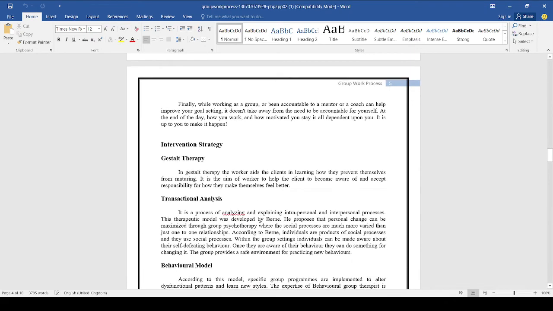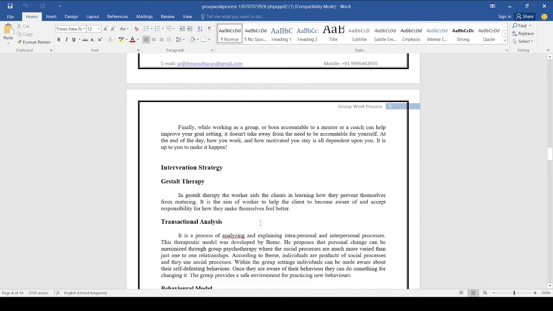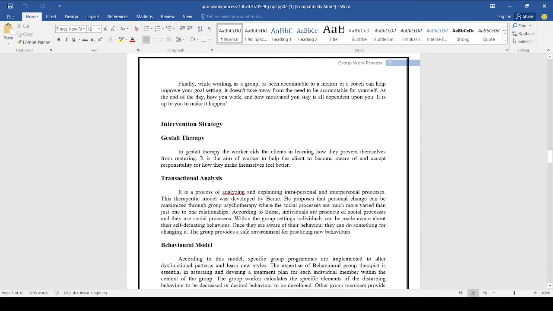Okay. And the fourth stage: there are so many intervention strategies we can use, especially in the treatment type of group. We can use gestalt therapy. These matters are discussed in detail in the specialization topics. Especially the worker aids the clients in learning how they prevent themselves from maturing. That means gestalt therapy, where the chief aim of the worker is to help the client become aware of and accept responsibility.